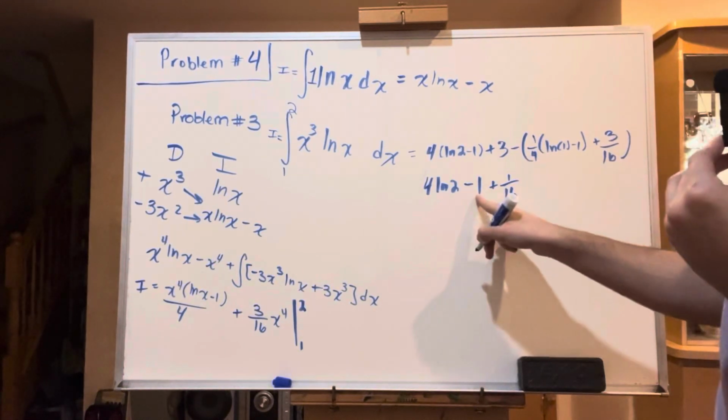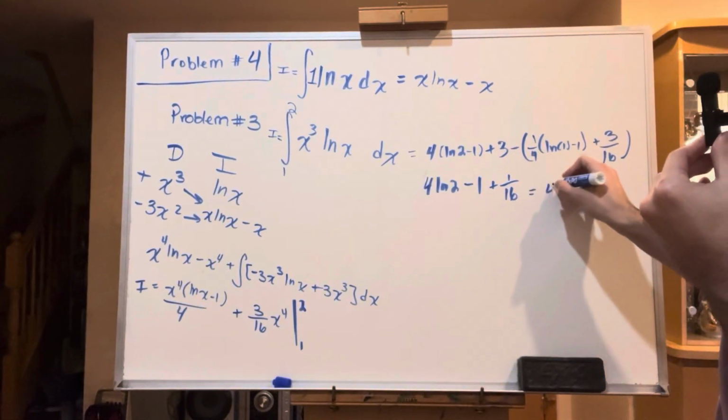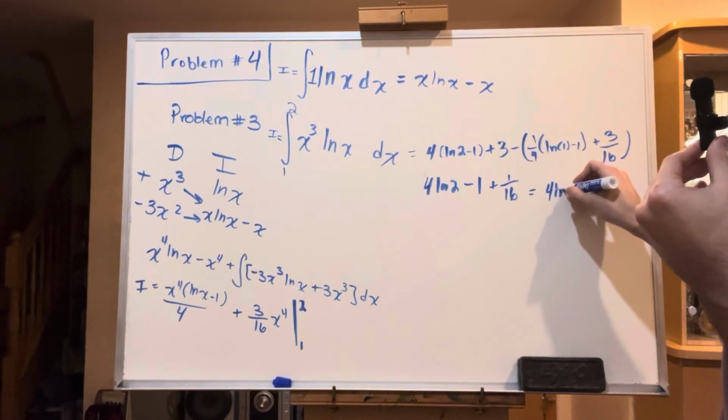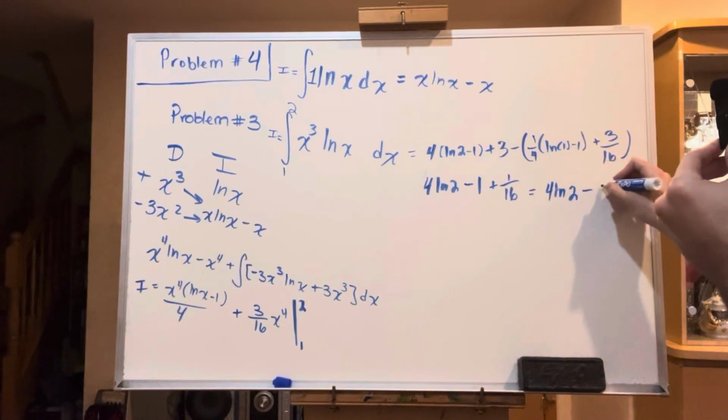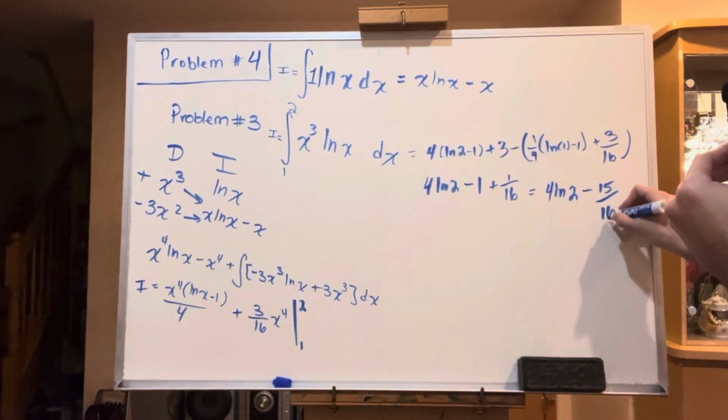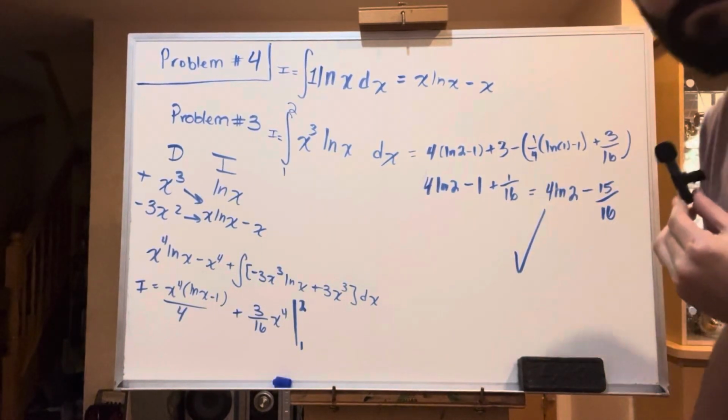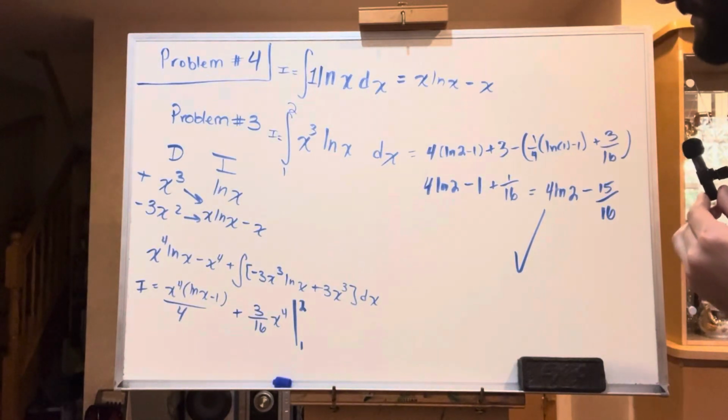And look, would you look at that? We get our final answer, 4 ln 2 minus 15/16. It's pretty beautiful, right?